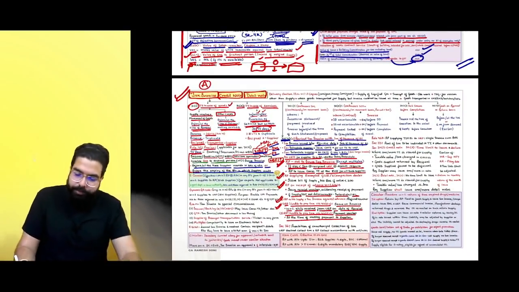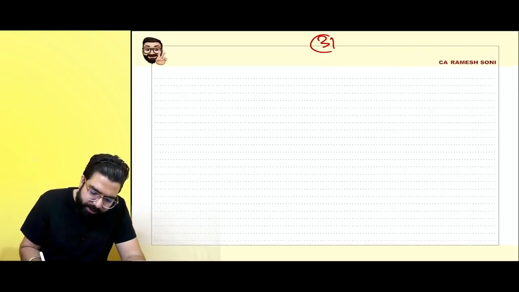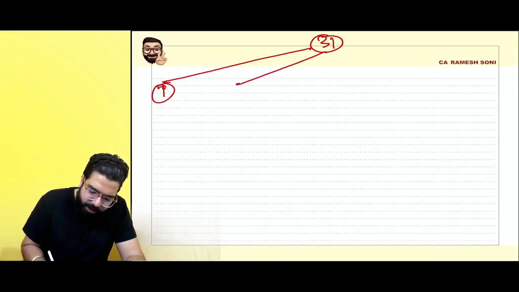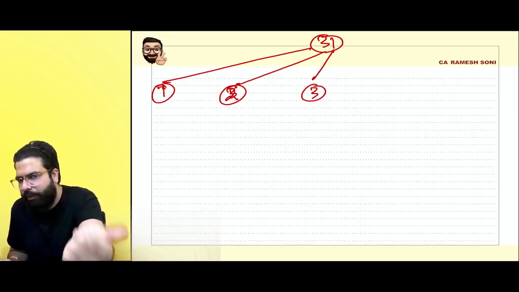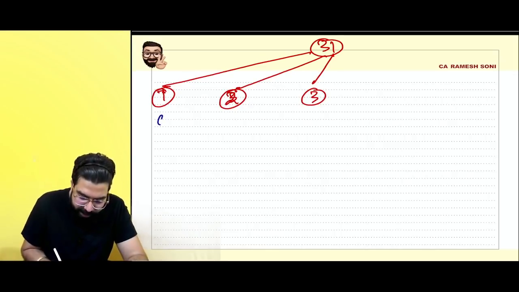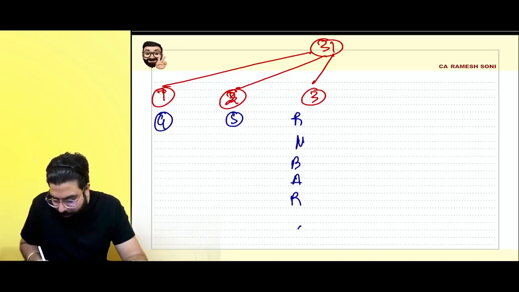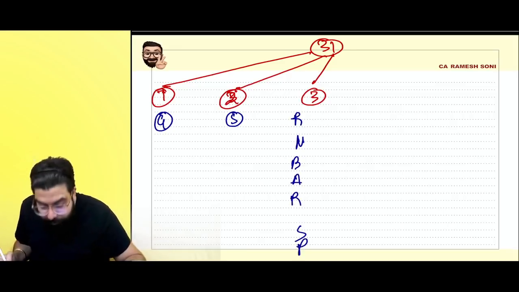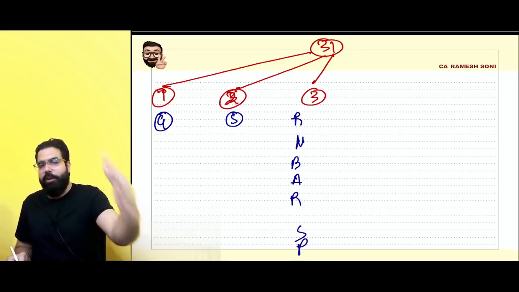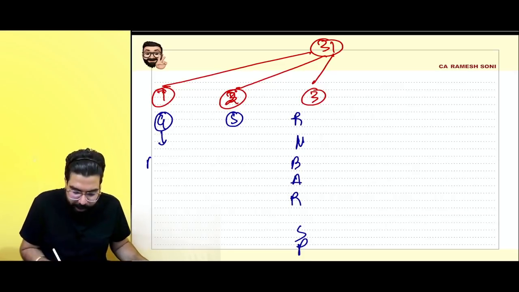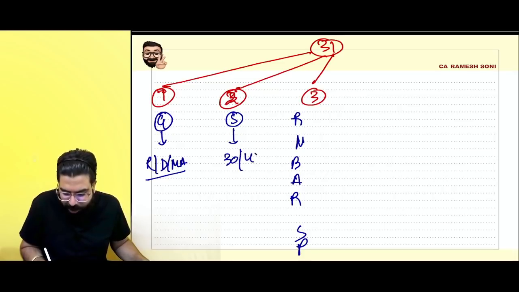Let's go ahead. I started teaching you section 31. Section 31.1 I told, section 31.2 I told, section 31.3 I told. Section 31.1 was about goods, this was about services, and this was about RN, BAR, SP. Everything told in class is only for classroom purposes. In case of goods: on removal, delivery and making it available. In case of services: 30 days, and 45 days in case of NBFI.